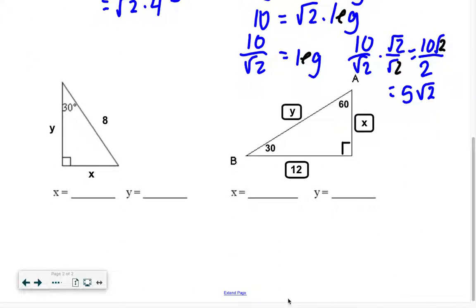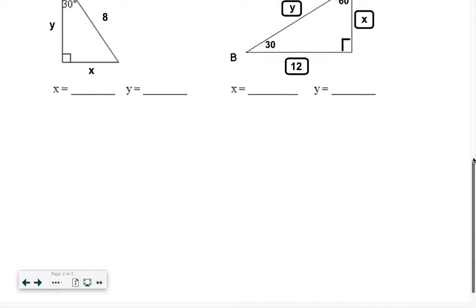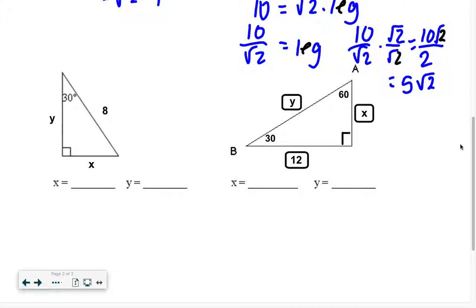30, 60, 90 triangles. Our standard one, our shortest side, the one across from the smallest angle, is represented by 1. The longer leg across from our 60 is represented by the square root of 3. Hypotenuse is represented by 2. So 2 times the shortest leg. Okay.